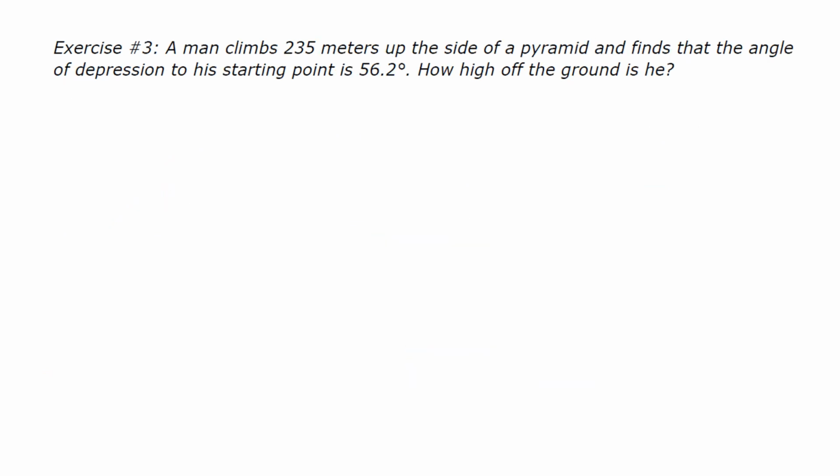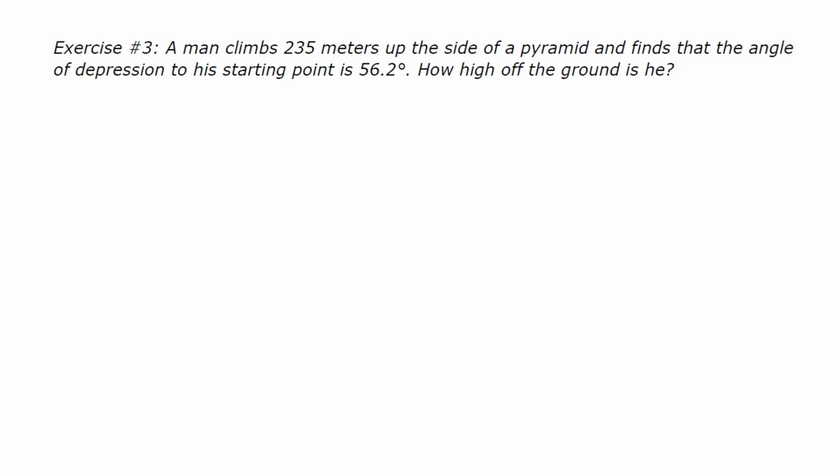Okay. So number 3, exercise 3. A man climbs 235 meters up the side of a pyramid and finds that the angle of depression to his starting point is 56.2 degrees. How high off the ground is he?